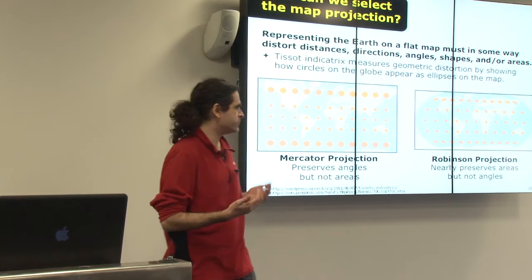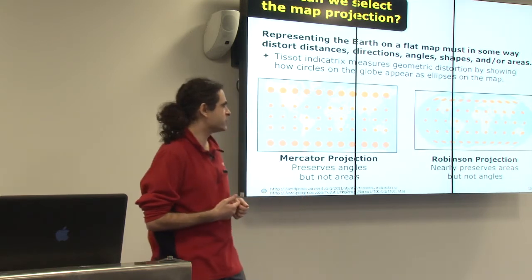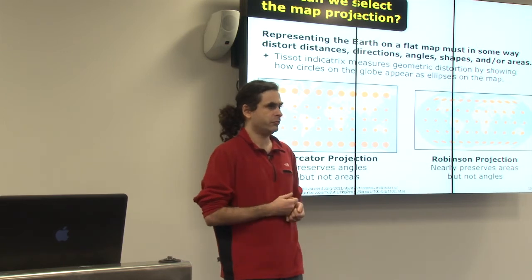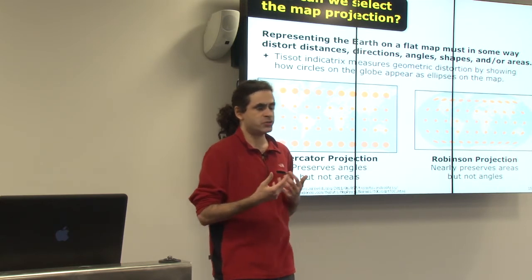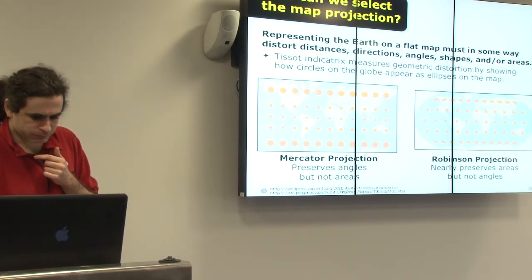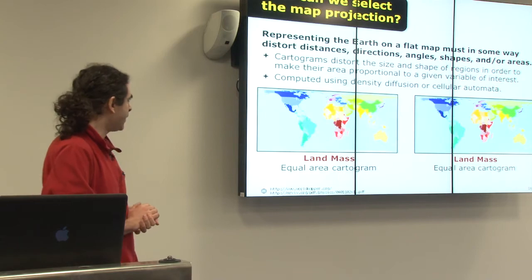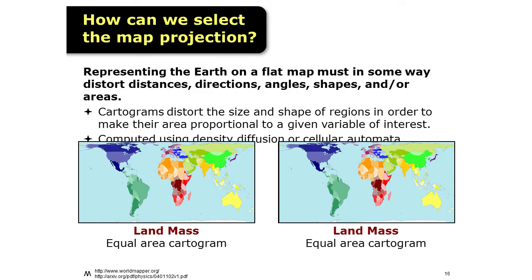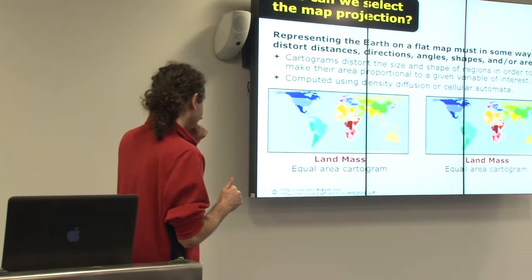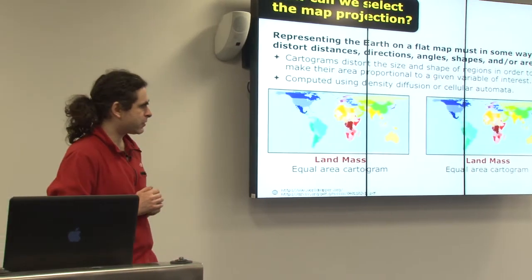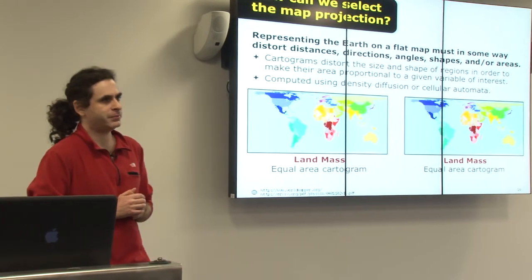Of course, there are better choices that we can make, like the Robinson projection, which actually I would suggest you use when you wish to depict a visualization on a global scale. However, that's not the only choice we have. You see, because if distortion is inherent, then let's admit to it. So cartograms distort the size and shape of regions in order to make their area proportional to the variable of interest. So this is what they look like if what we're interested is the geography of landmass.